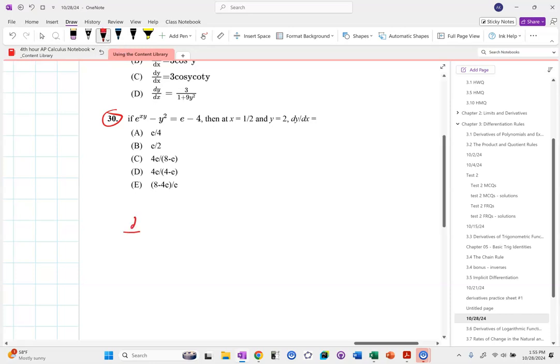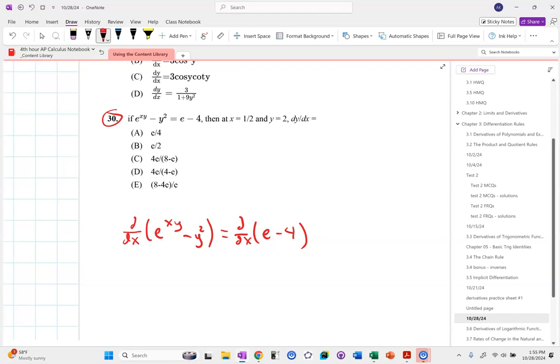All right. So we'll just start by taking the derivative with respect to x of both sides. So far, so good. If I look at the derivative of e to the xy, what do I see there? A chain rule, right? The outer function is e to the x and the inner function is x times y. So derivative of the outside times derivative of the inside. What's the derivative of y squared? 2y dy dx.